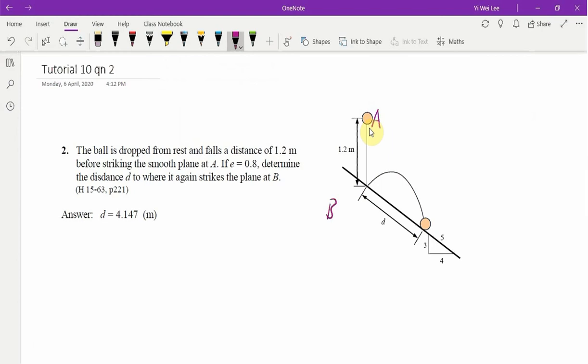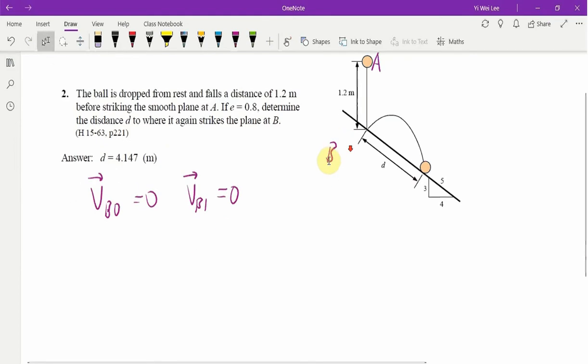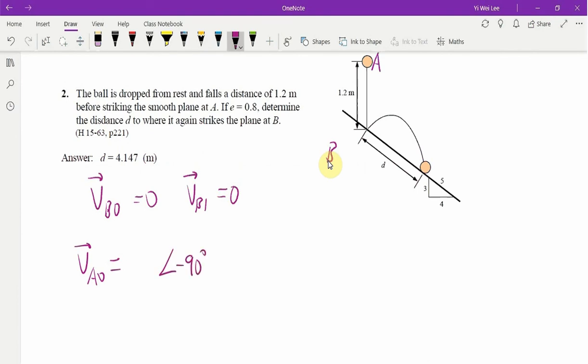Now apparently, the ground is not going to move, so we can say with confidence that the velocity of B before collision is equal to 0. The velocity of B after collision will also be equal to 0. Now, let's try to find the velocity of A before collision. Velocity of A before collision is definitely a number, and the direction must be negative 90 degrees, right? So what is this number? What is the magnitude of the velocity of A before collision?